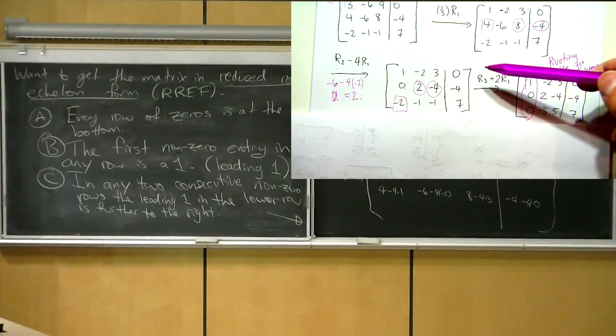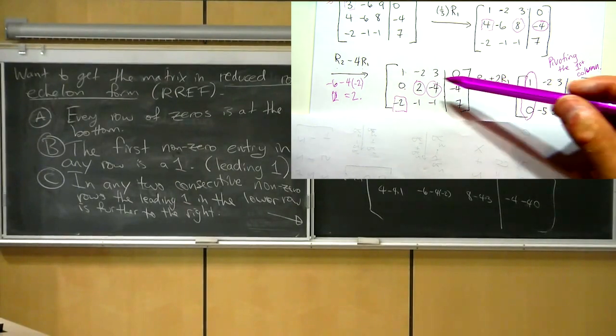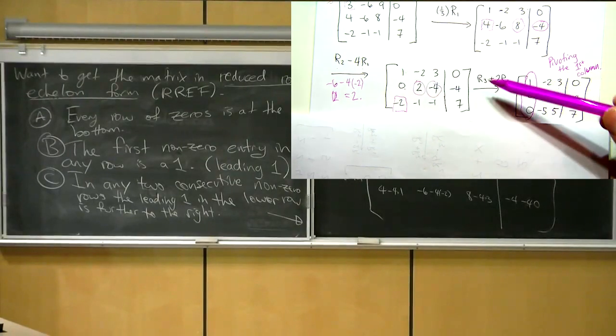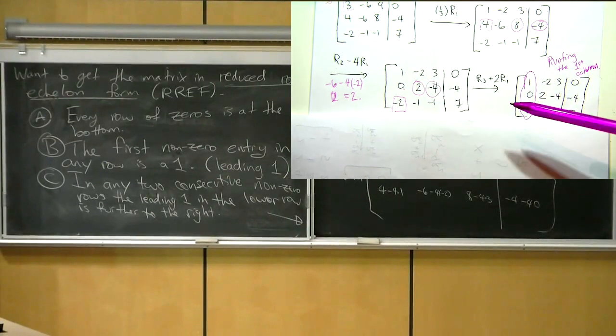Okay. So yeah, again, this is just kind of arithmetic here to figure out why this is 0, negative 5, 5, 7. You just do the operation. So you take negative 2 plus 2 times this, negative 1 plus 2 times negative 2, and so on.